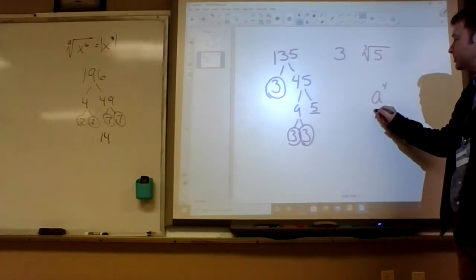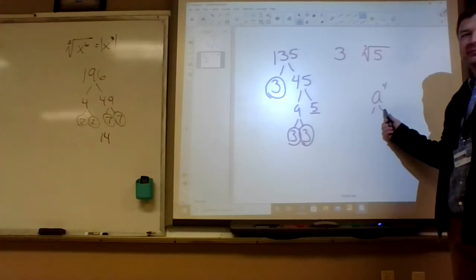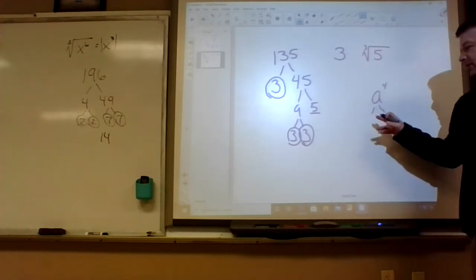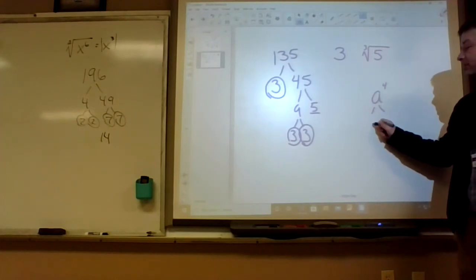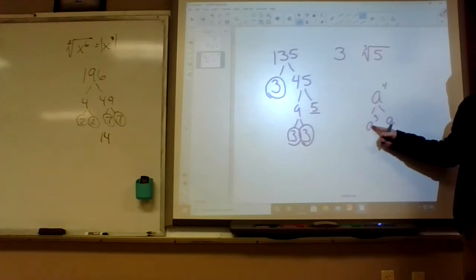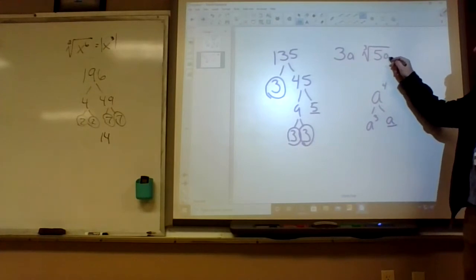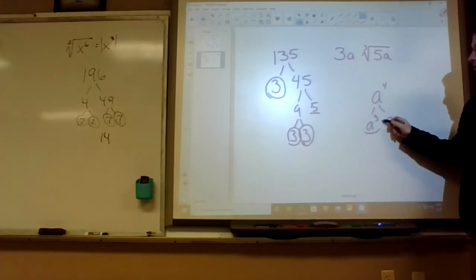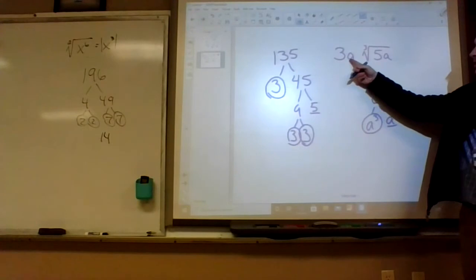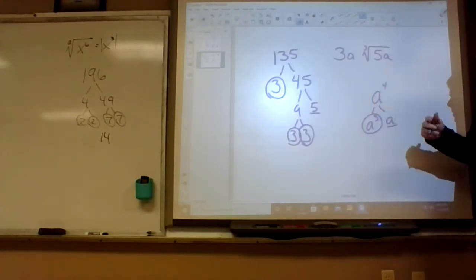Let's do it this way. A to the 4th can break down to what? A squared times a squared, but I need something with a cubed root, so what else can I do here? A to the 3rd and a. What is the cubed root of a to the 3rd? A, with 1 left over, right? So that's going to go in here. That has a cubed root, so I take the cubed root of that. This leftover does not have a cubed root, it stays behind.